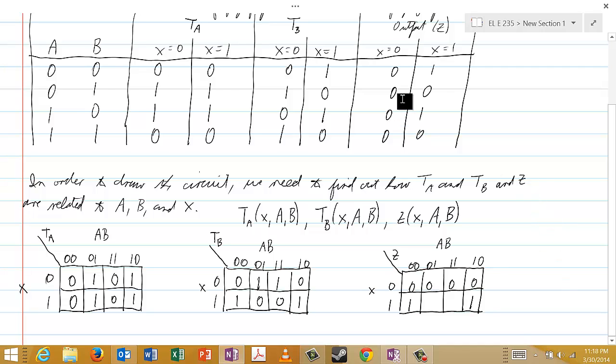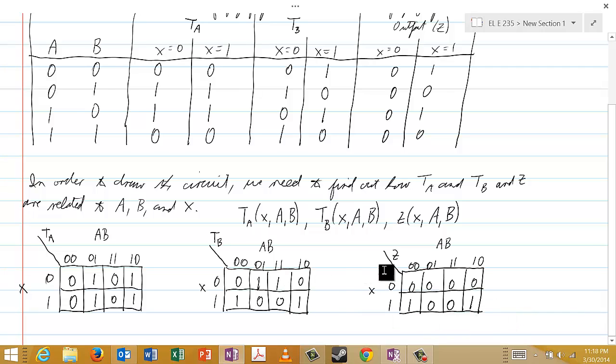But in the 0, 1 case and in the 1, 1 case, now I'm looking here at X equals 1, so I should point out here. In the 0, 1 case and in the 1, 1 case, in both of those cases, Z is equal to 0, so that gives us these two zeros here in the Karnaugh map.